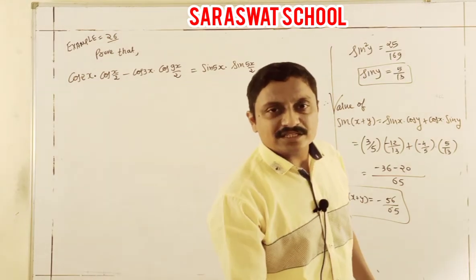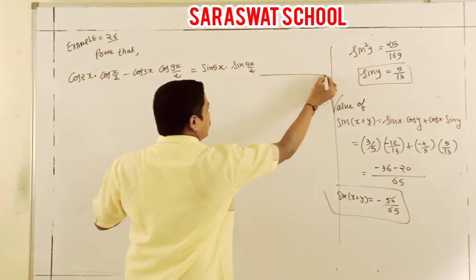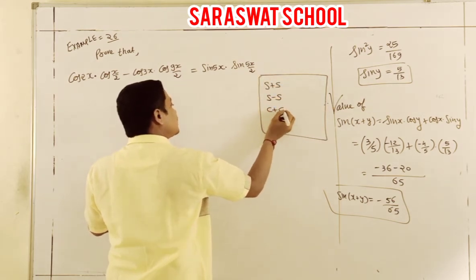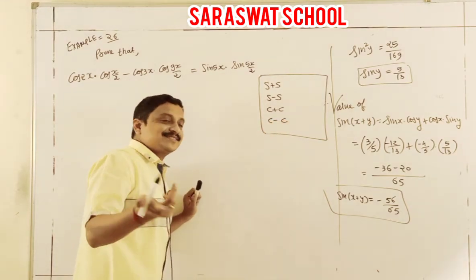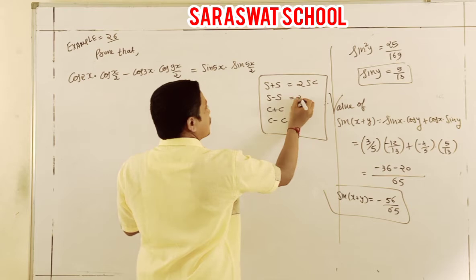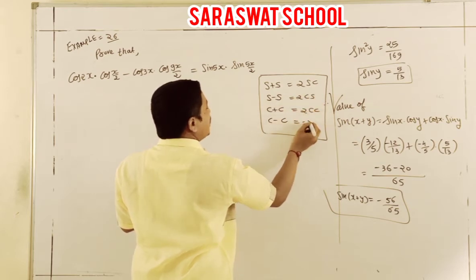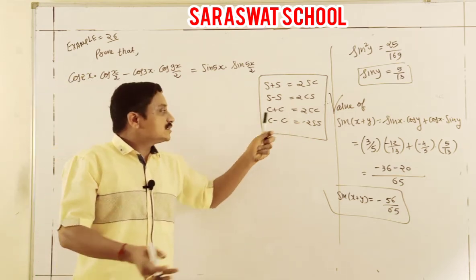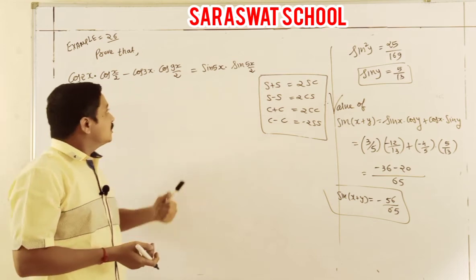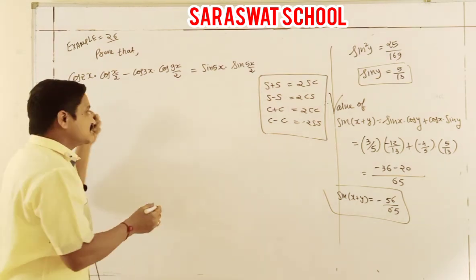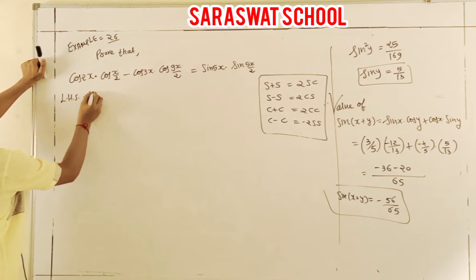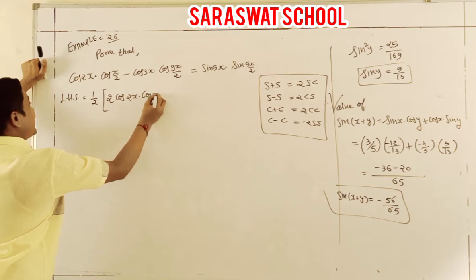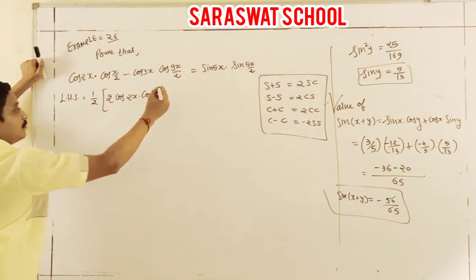Students, it's also a very easy sum. I will revise our formulas one more time. You know already: s plus s, s minus s, c plus c, c minus c are 2sc, 2cs, 2cc, and minus 2ss. Students, this formula is very easy. C minus C is minus 2ss. I apply this here: multiplying and dividing by 2, and start my LHS. Dividing by 2 and multiplying by 2, because I utilize this formula, minus, here also 2.